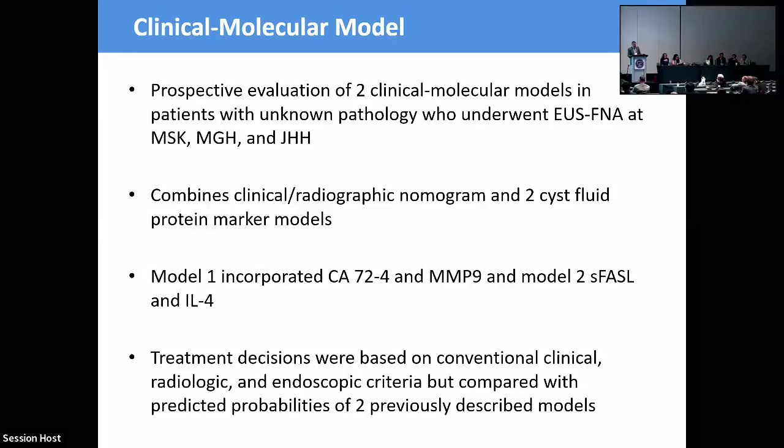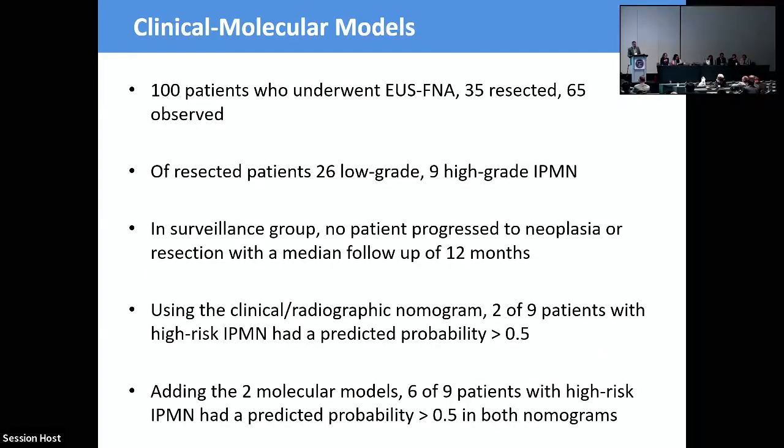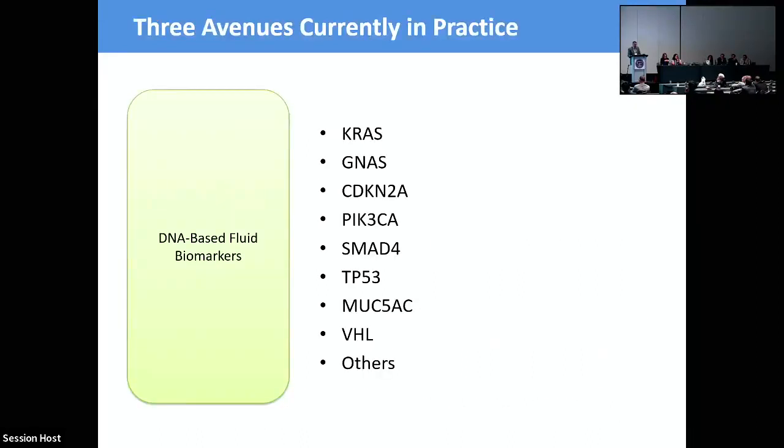And the treatment decisions were based on usual conventional clinical decision making. They had 26 resected patients that had low-grade IPMN and 9 had high-grade IPMN. And when we use the clinical nomogram alone, only 2 of 9 patients would meet criteria for being predicted as high risk. But when they added the molecular models to that, 6 of 9 in each of those models were considered high risk. So adding the cyst protein biomarkers did actually increase the ability to predict high risk lesions.